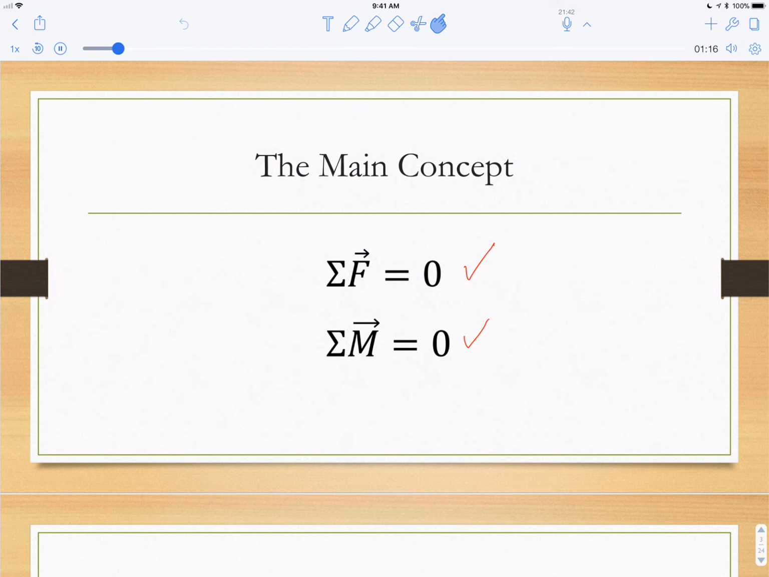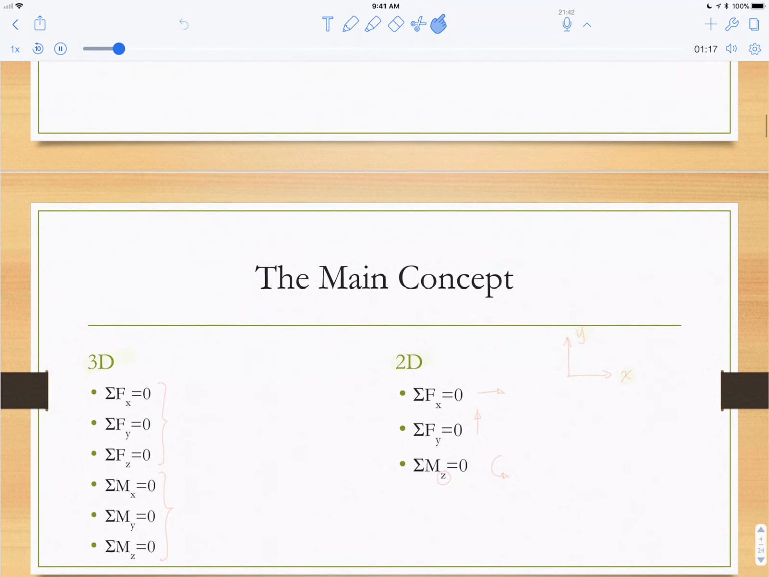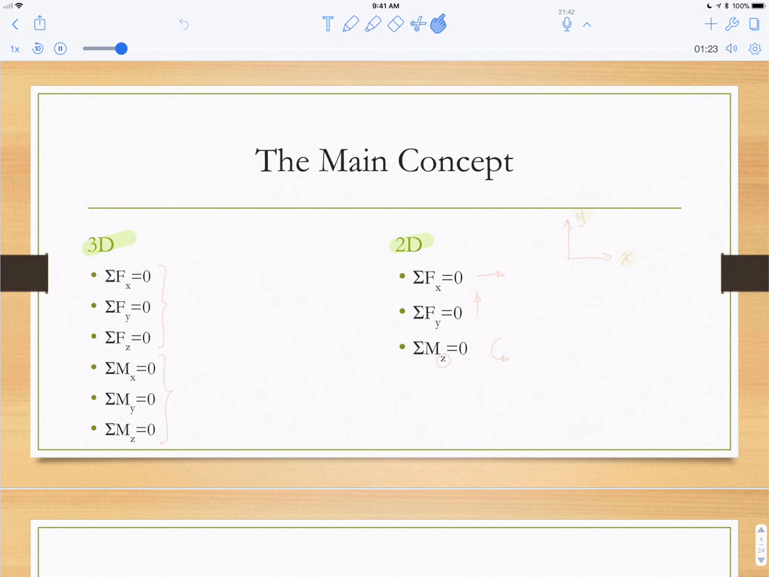And these vectors, sum F equals 0 and sum M equals 0, mean different things in 3D and in 2D. In 3 dimensions, which we won't do that much, sum F equals 0 means the 3 force components equal 0. And remember that a moment is a vector as well, so in 3D, sum of moments equals 0 means these 3 x, y, z components of the moment are 0. We'll be doing the bulk of our problems, however, in 2D.